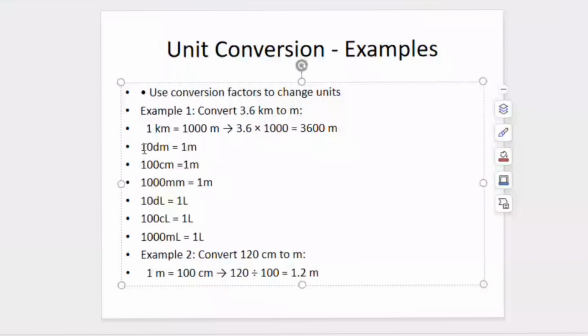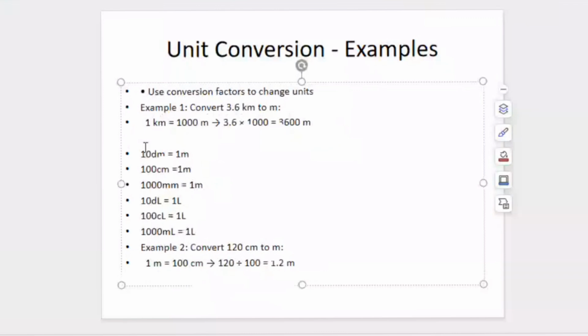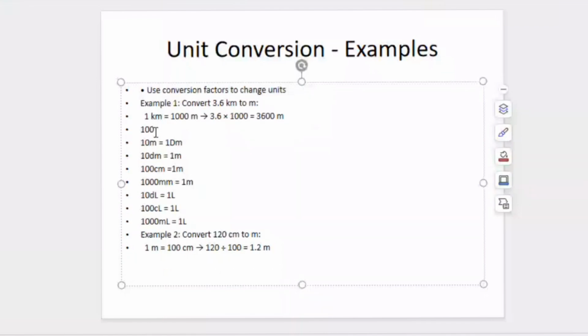Let me do that now here. So decameter is bigger than a meter. So for the case of decameter, you would have 10 meter is equal to 1 decameter. There's another one that is higher than decameter, which is hectometer, which is 100 meter is equal to 1 hectometer, HM.